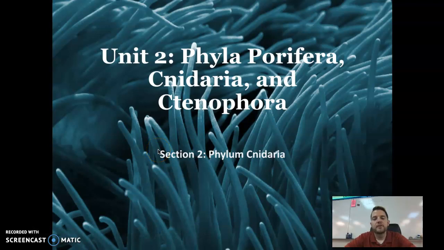Hey Zoology, this is Unit 2. We are in our second unit starting our animals with the simplest ones, phyla of Porifera, Cnidaria, and Ctenophora, and we are now talking about the Cnidarians today.